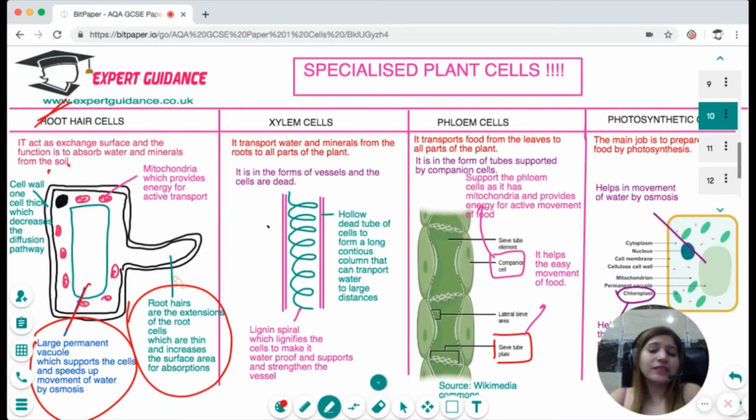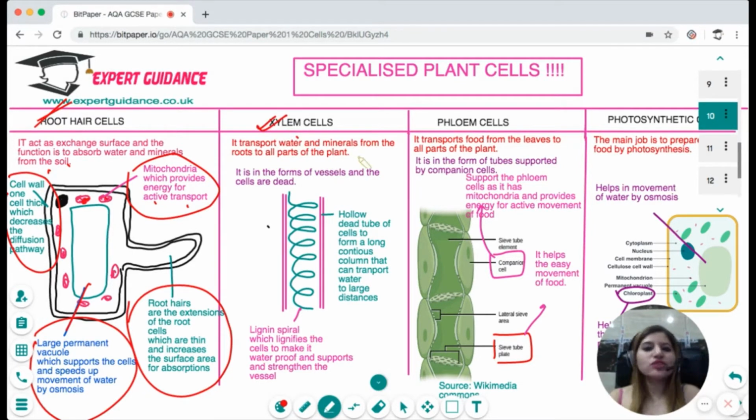At times, it's not just diffusion through which the water and minerals move. Active transport also happens. So for that, there's mitochondria inside the root hair cell, which provide the energy for active transport. It has a cell wall, and it is just one cell thick so that substances can easily diffuse and the diffusion pathway is reduced. On the other hand, there's a xylem cell. What is the function of the xylem cell?